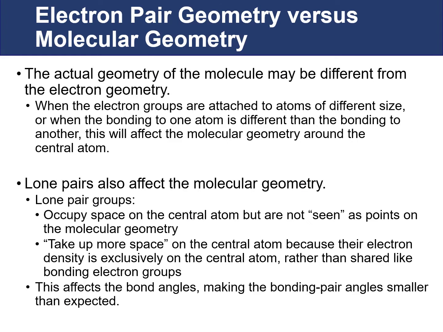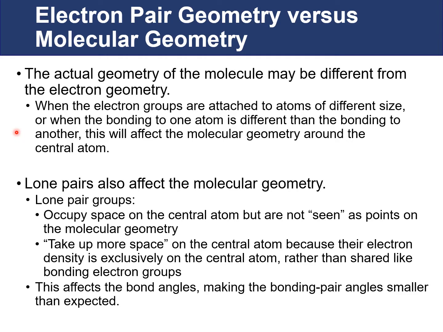The first thing that we should note in dealing with molecular geometries is that the actual geometry, the molecular geometry, of the molecule may be different from what is predicted by the electron geometry, particularly when the electron groups are attached to atoms of different sizes, or when the bonding to one atom is different than the bonding to another, as is the case with a single versus a double bond. This will affect the molecular geometry around the central atom.